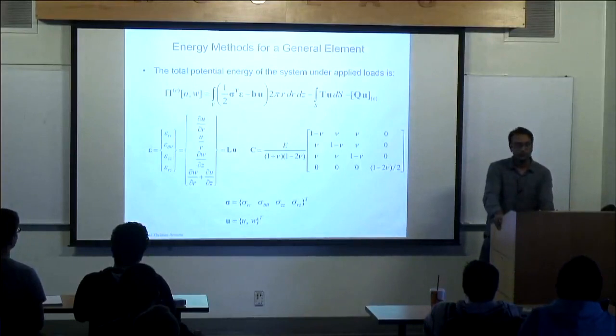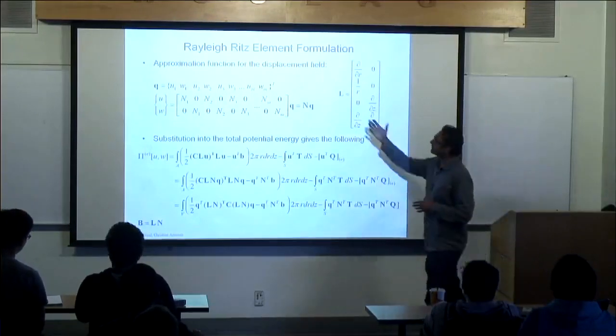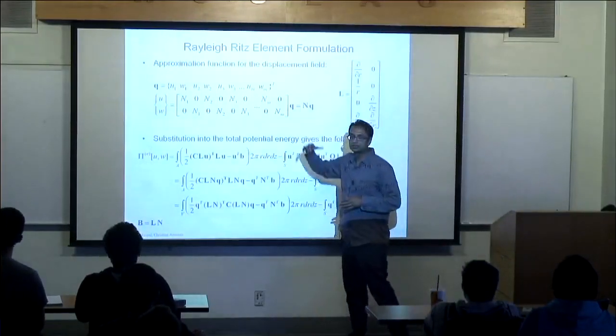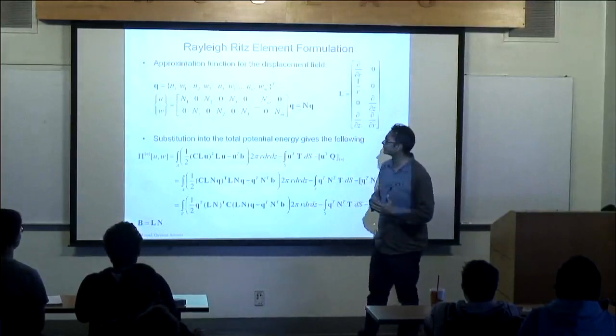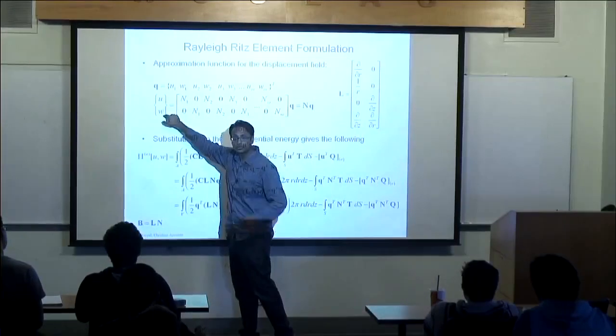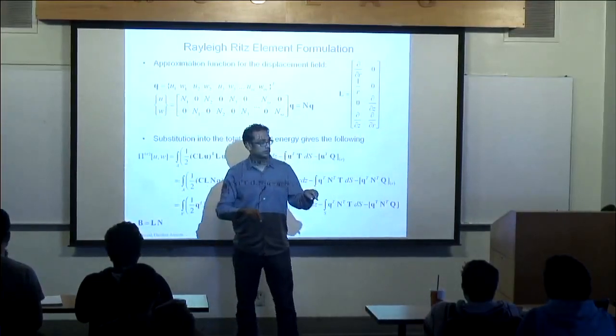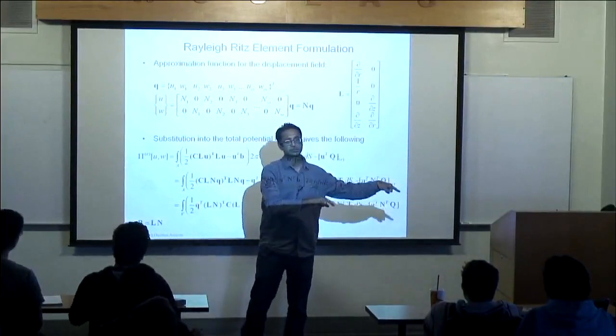T, okay? All right, so I am ready now to look at the approximation function we're going to be using, Rayleigh-Ritz. The approximation function is going to have, in this case, two unknowns. These are the unknowns I'm interested in, U and W. Once I know those unknowns, I know the strains. Once I know the strains, I know the stresses, right?